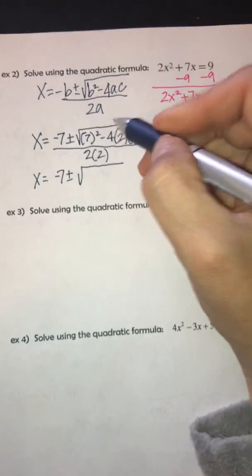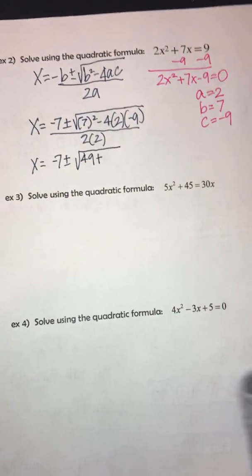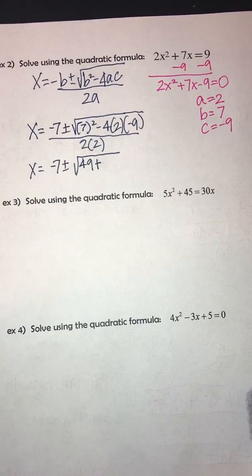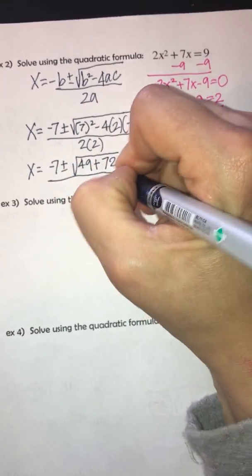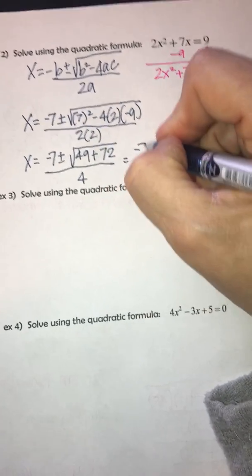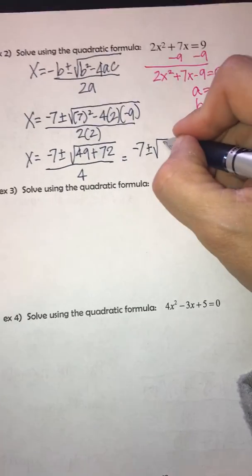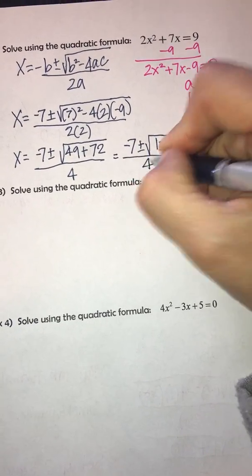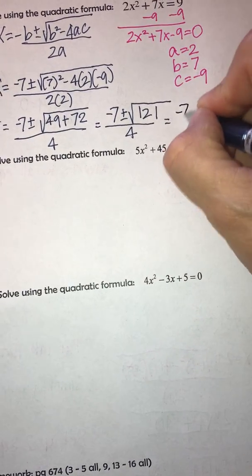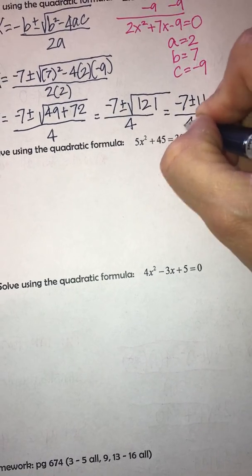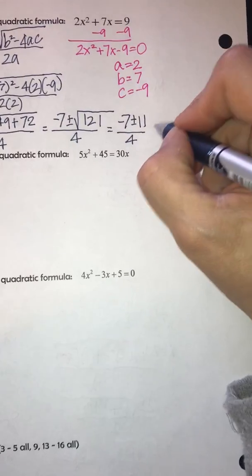We're going to do what's underneath the square root. So 7 squared is 49. Again, a negative negative is going to become a positive. 4 times 2 times 9. So that's 8 times 9, which is 72, all over 4. I believe when we add these together, we're going to get 121. Strangely enough, that's also a perfect square. So I have negative 7 plus or minus 11 all over 4.